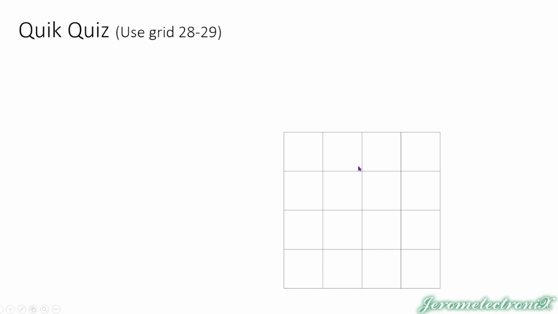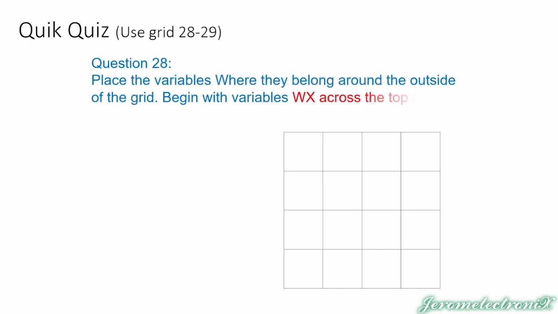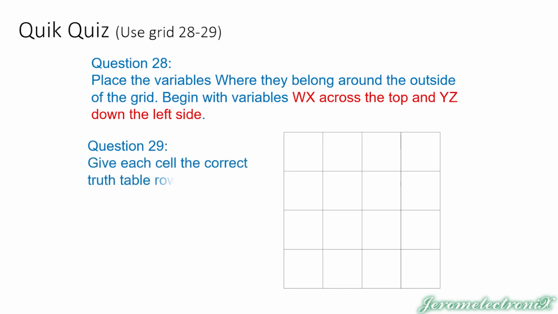Instead, let's go to grid 28 and 29. And here's a quiz. Do the following. Question 28. Place variables where they belong around the outside of the grid. Begin with variables WX across the top, YZ down the side. Place the knots where they go. Remember that pattern? Pause the video if you need to. Question 29. Give each cell the correct truth table row number. So number the rows correctly. Pause the video if you need more time.